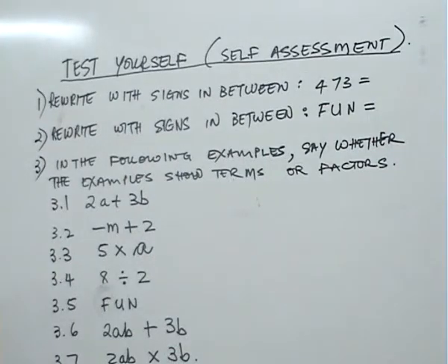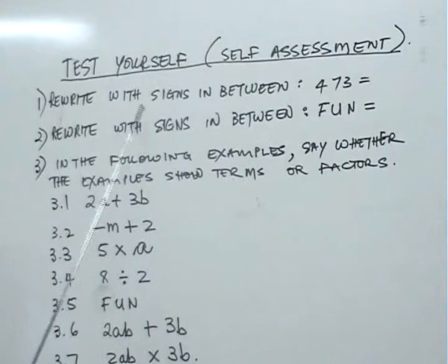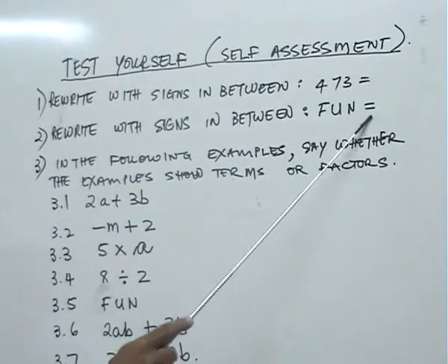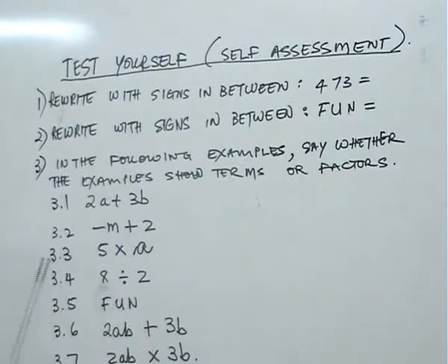Alright, so here is a little exercise to test yourself. Another word for test yourself is self-assessment. Number 1, rewrite with signs in between. So you take this number and you must rewrite it with signs. Signs means plus or minus or divide or multiply. Rewrite with signs in between. There's the word fun. Yes, learning maths is fun. Take this and fill in some signs.